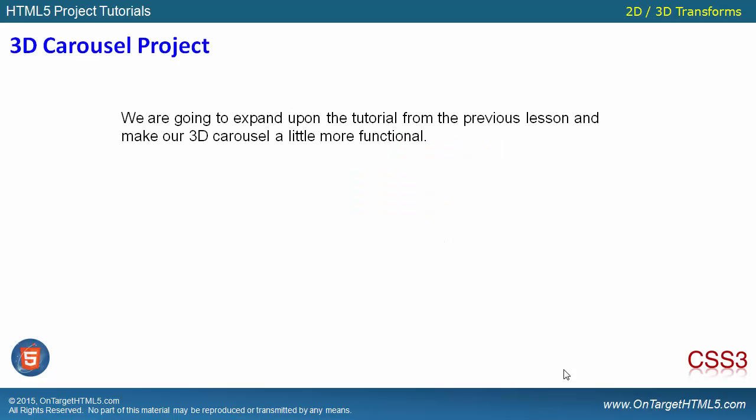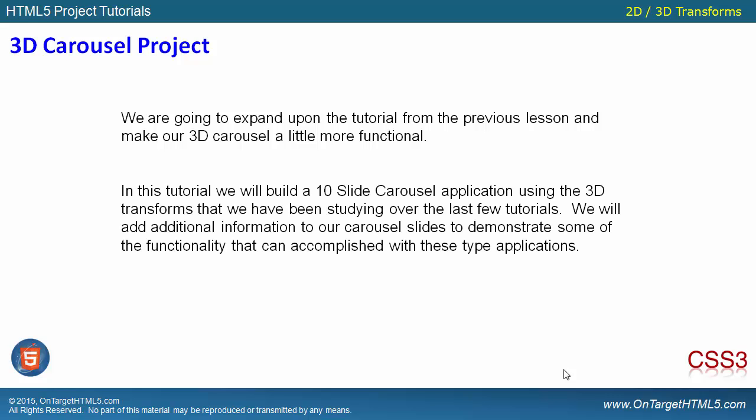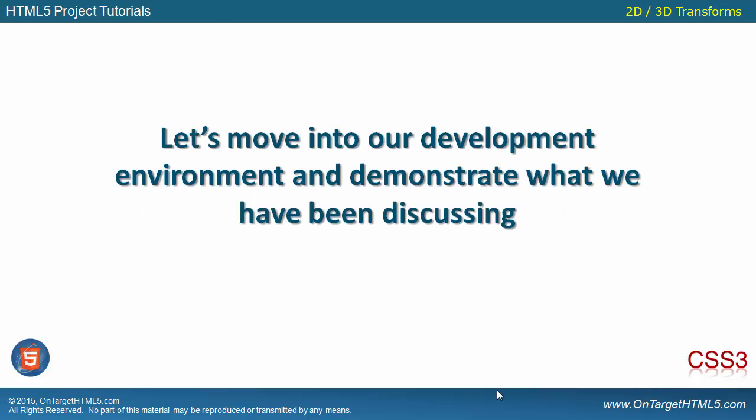So we're going to expand upon the tutorial from the previous lesson and make our 3D carousel a little more functional. In this tutorial, we'll build a 10-slide carousel application using the 3D transforms that we've been studying over the last few tutorials. We'll add some additional information to our carousel slides to demonstrate some of the functionality that can be accomplished with these applications. And we're actually going to add some links and additional pages just so you can see how we can use these carousels as we move forward in our demonstrations. So without any further ado, let's go ahead and move into our development environment and demonstrate how we can actually add some additional functionality to our 3D carousel.